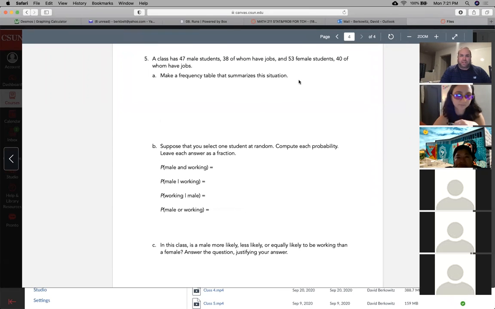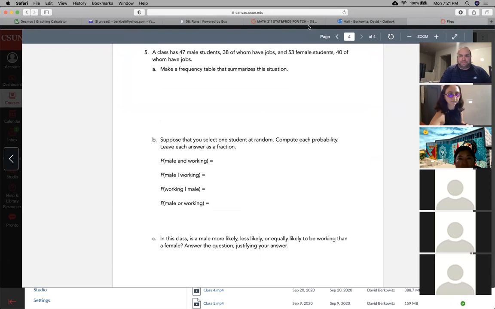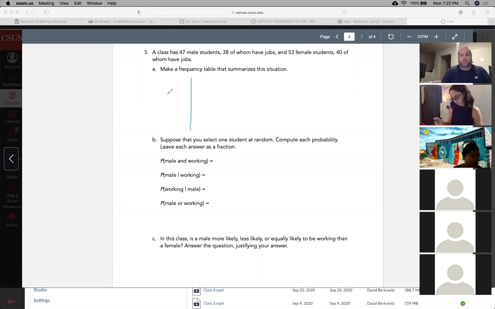Okay. So a class has 47 male students, 38 of whom have jobs, and 53 female students, 40 of whom have jobs. Make a frequency table. So this is a two-way table. So where are you going to put male, female, top or the side? Top. Okay, male, and then female. And then we'll have working or not working.